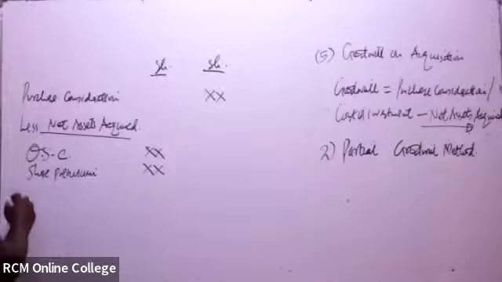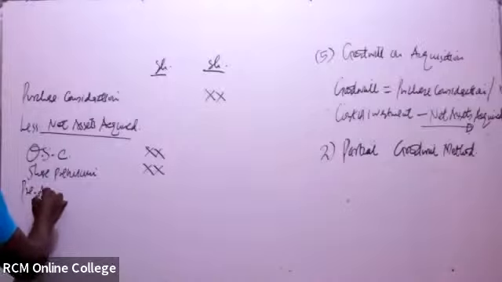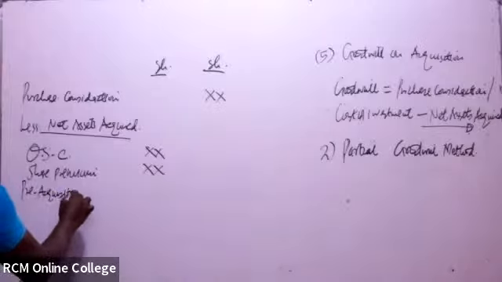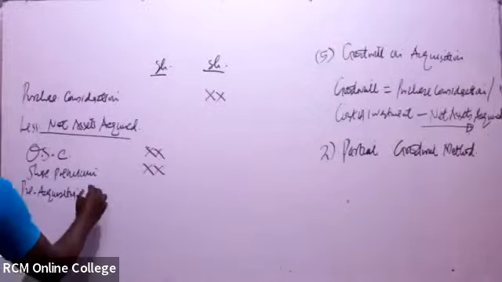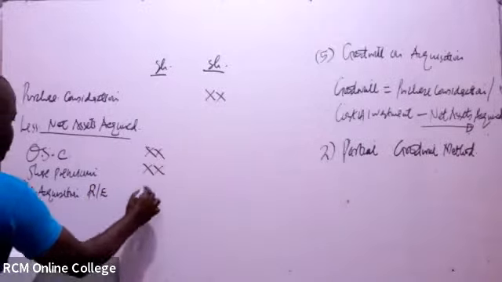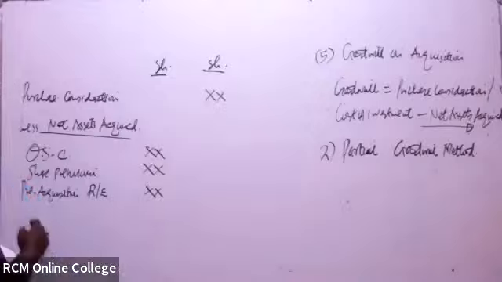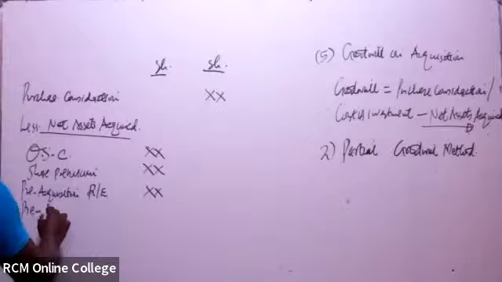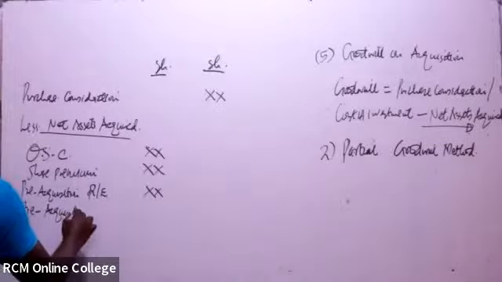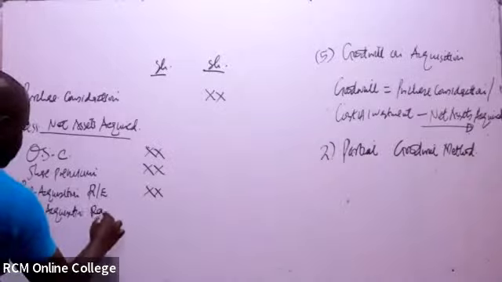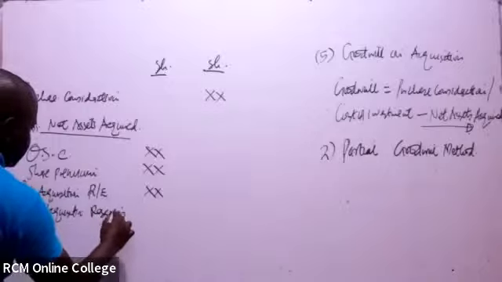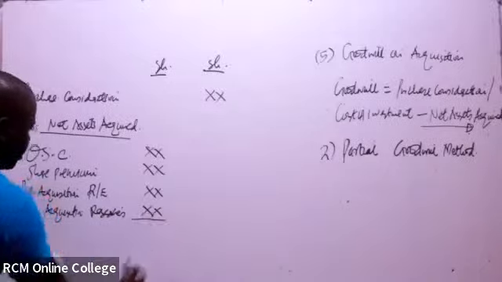Then the pre-acquisition retained earnings will also be considered. You need to put them there. Then also the pre-acquisition reserves, you consider them. You'll be able to get a total.